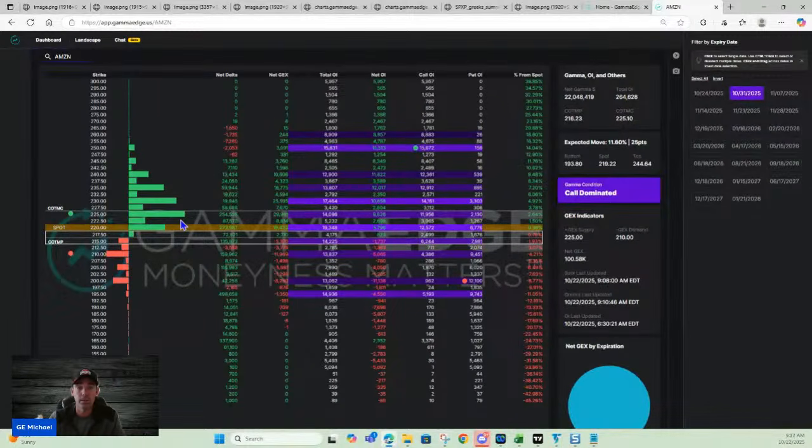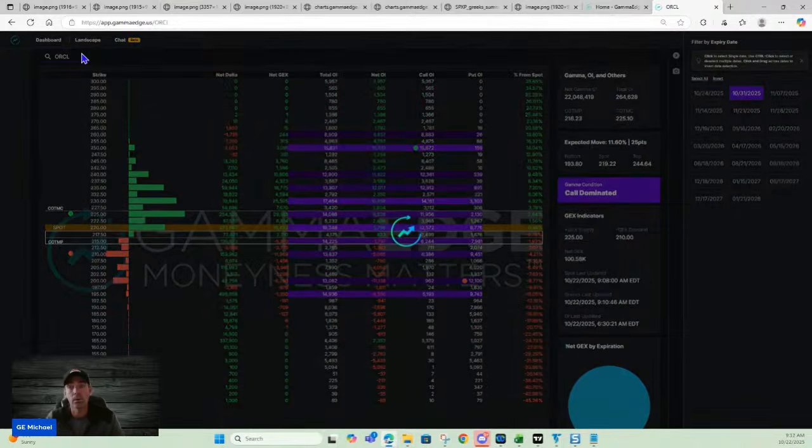225 this week is the price target, and then there's the possibility of moving up after this expiry into the end of the month. That is how I would look at Amazon. Structure looks good there. Oracle.